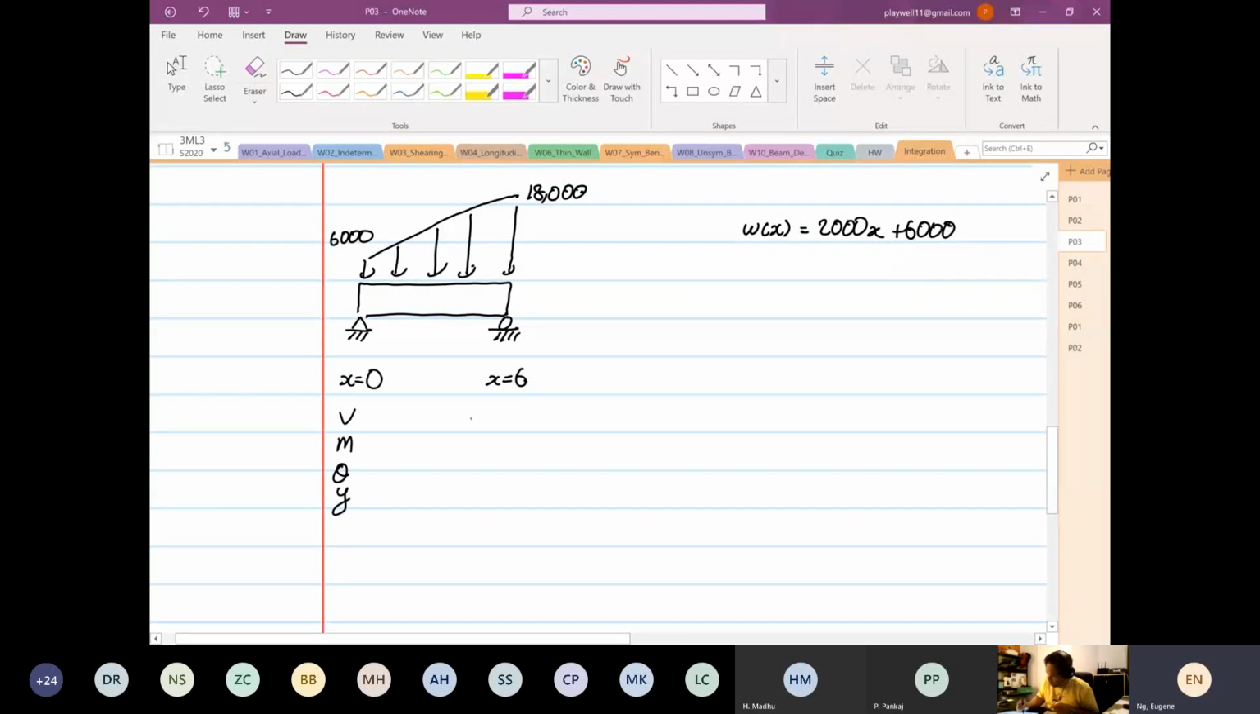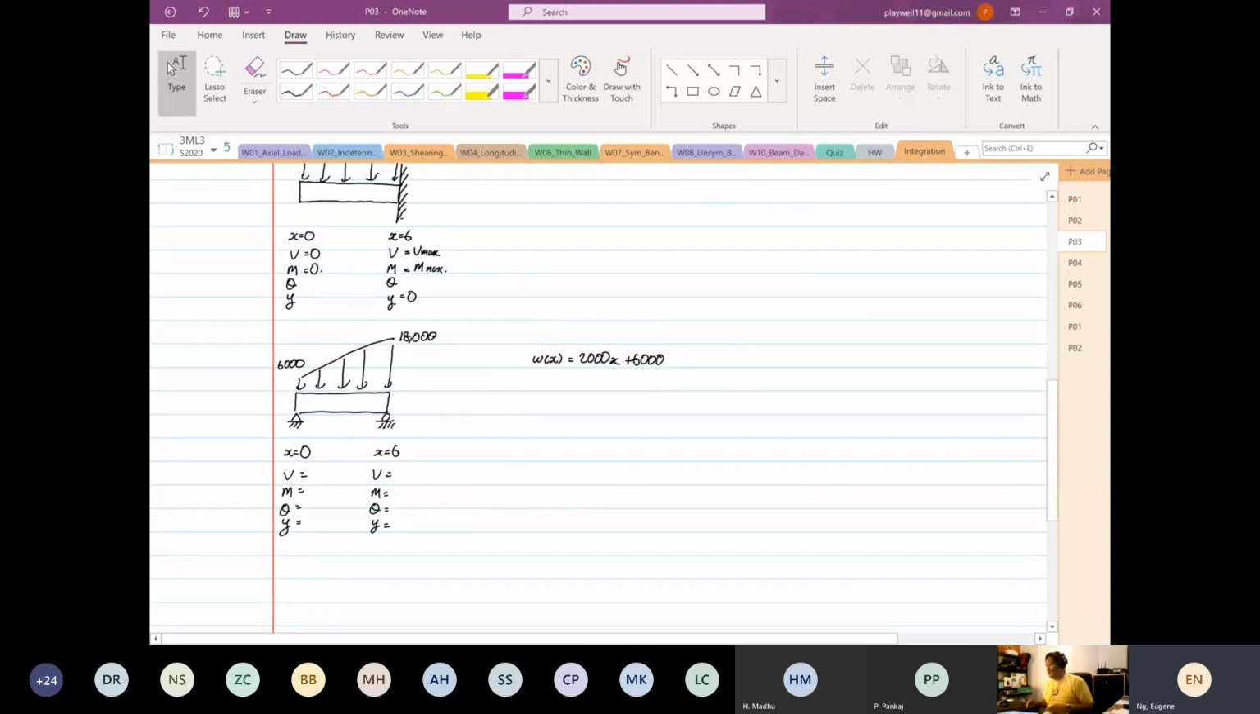theta y. V, M, theta, y. Now, can anyone tell me what my boundary condition is, please? Is it the same or different? And if it's different, what is it?